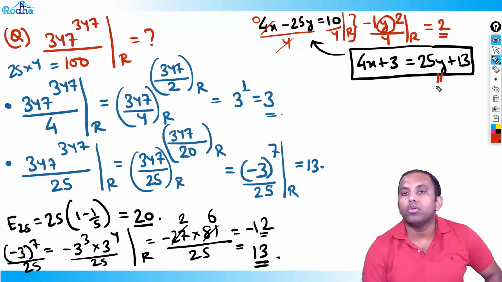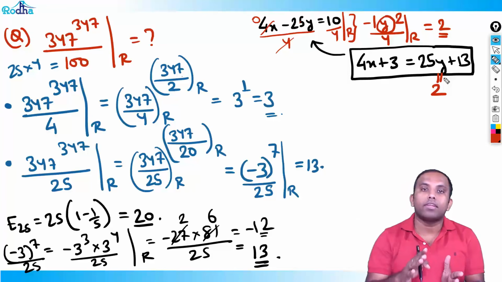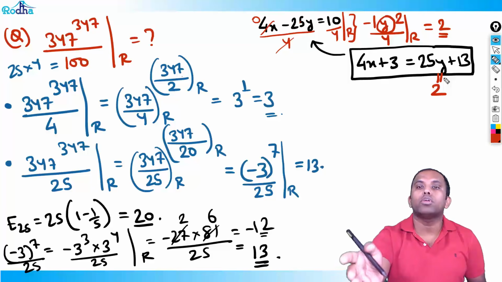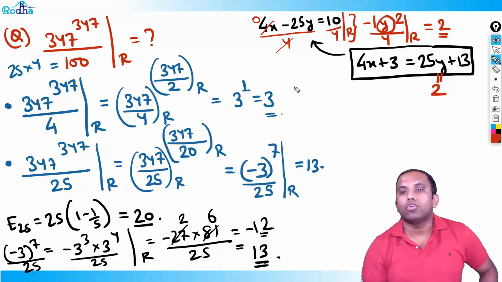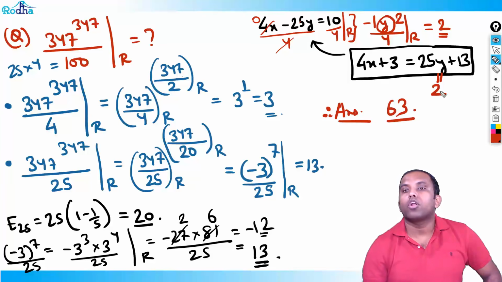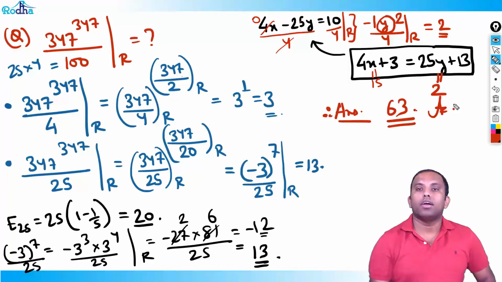That means y equal to 2 will satisfy it. What we are searching for is the value of y at which we get x as an integer. If I put y equal to 2, you will get x as an integer. So what is the answer? 25 into 2 plus 13, that is 63. You can also calculate x, which will come at 15, and again the answer is 63 only. So 63 is the answer.